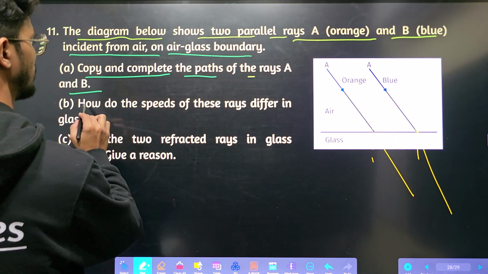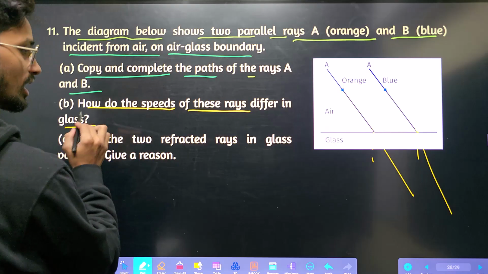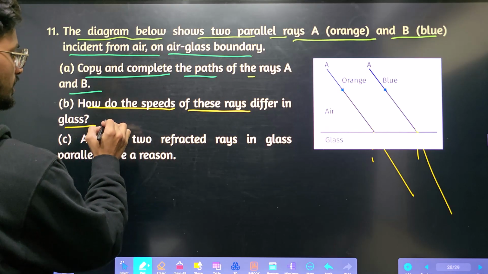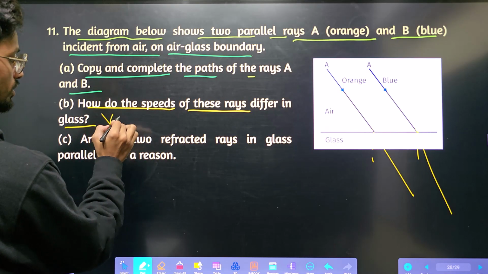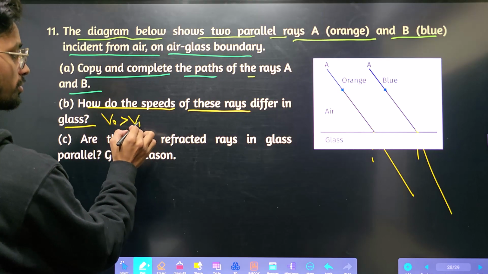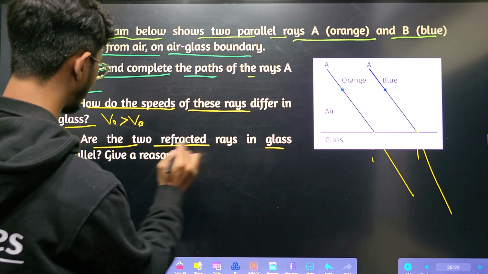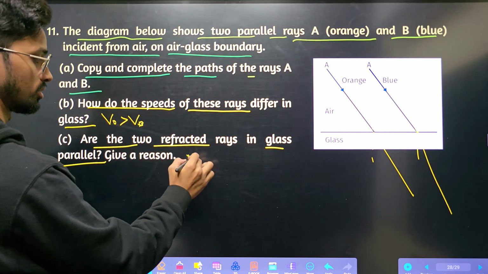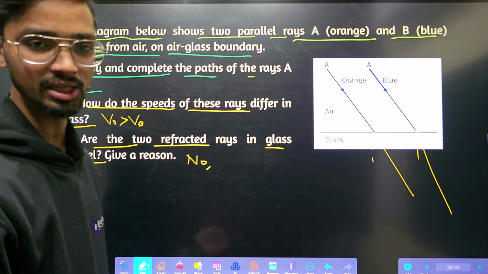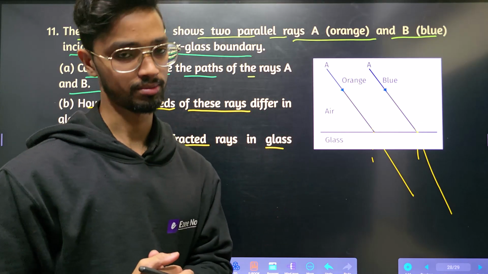Next, how do the speeds of these rays differ in glass? Simple. Speed of orange will be greater than speed of blue. VIBGYOR. Okay. Are the two refracted rays in glass parallel? No. Why are they not parallel? Because their speeds are different. They'll go in different ways.